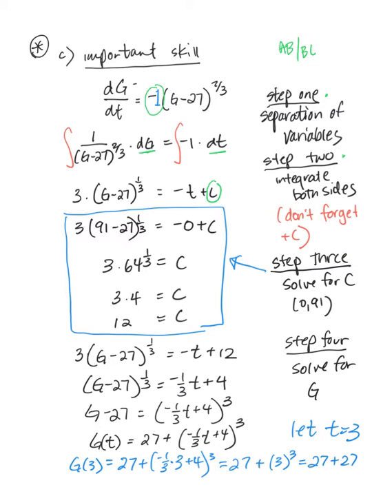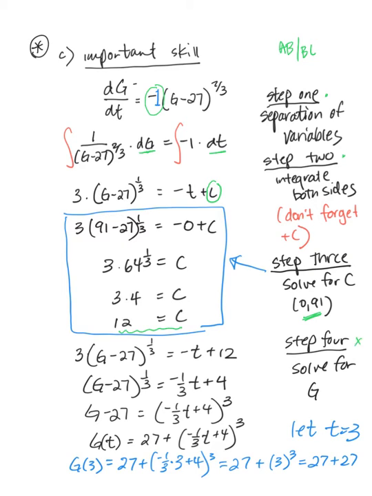So I'm going to integrate both sides. I'm going to make sure I remember to do plus c. Step 3 is you're solving for c given your initial value. In this case, it's 0, 91. So I'm going to plug in 0 for t and 91 for our g. And then I solve for c, which c is 12 there.